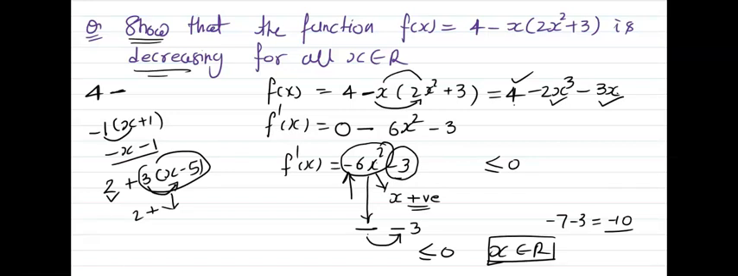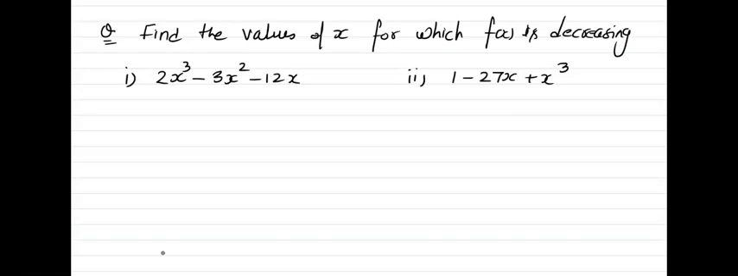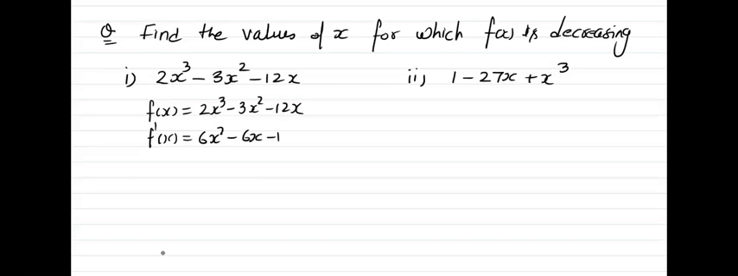Any question? Okay, so in this question they are asking to find the value of x for which f(x) is a decreasing function. Here f(x) is 2x cube minus 3x square minus 12x. If you find f dash x, that is 6x square minus 6x minus 12, and it is a decreasing function, so this value should be less than or equal to 0. If you take 6 outside, it should be x square minus x minus 2 less than or equal to 0.